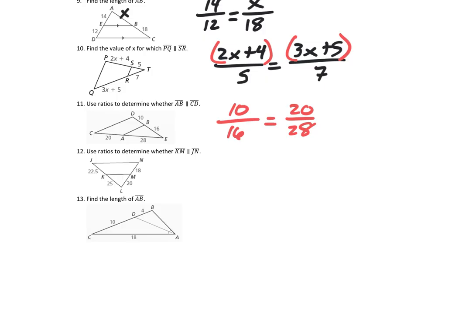In order for those to be parallel, you have two options here. You can reduce them both and say that they both have the same ratio. Or, what I think is even easier, you can just cross multiply. Okay? And if I cross multiply here, I get 320 equals 280. And that is definitely not equal. So here we would say that they are not parallel.